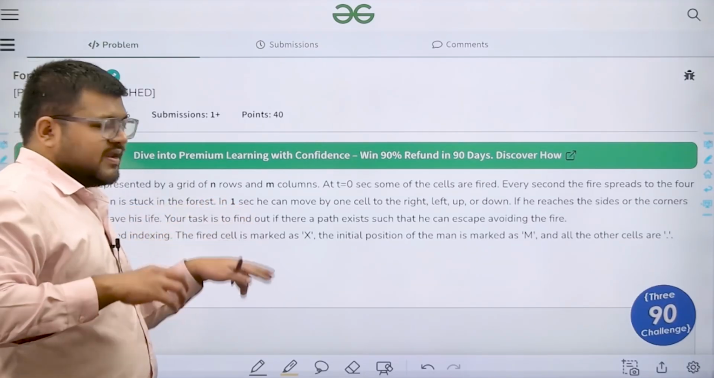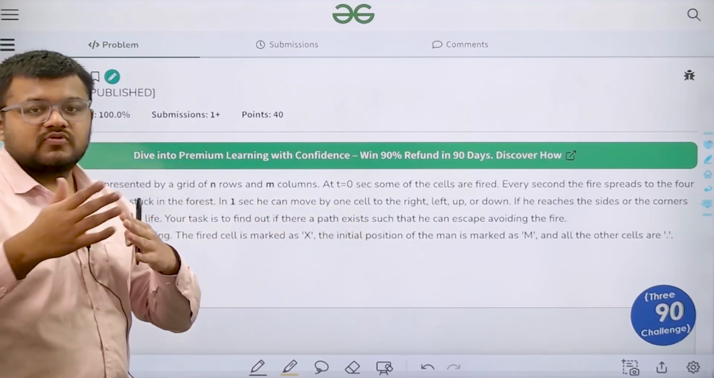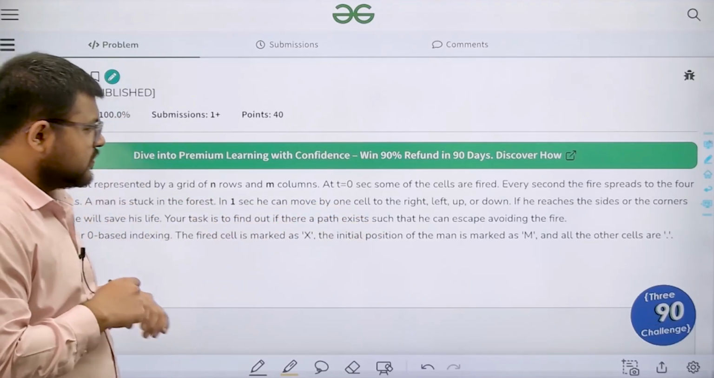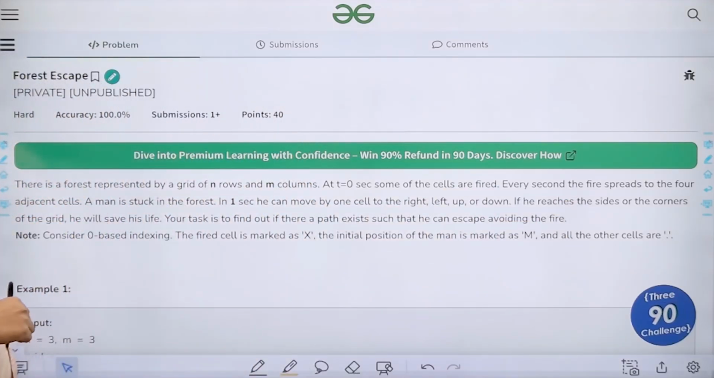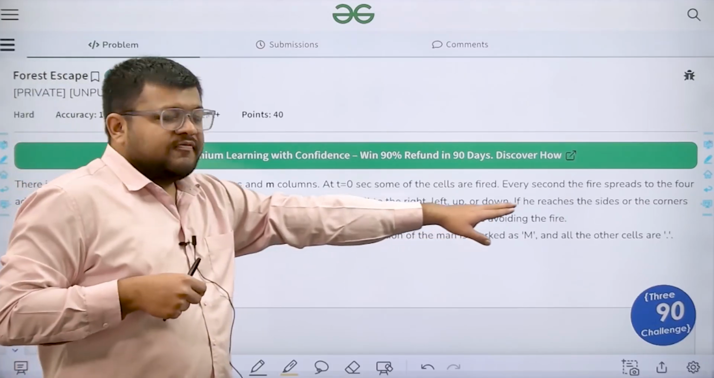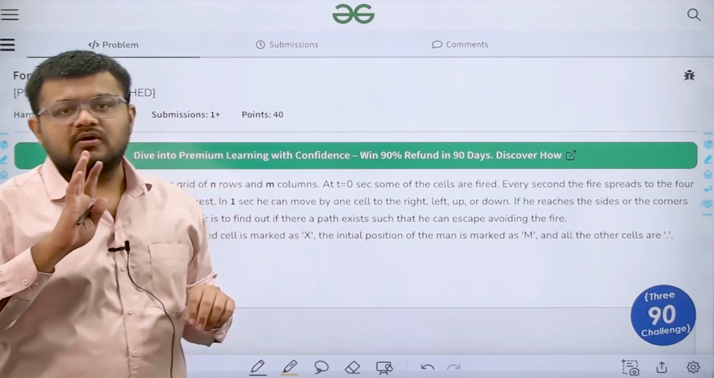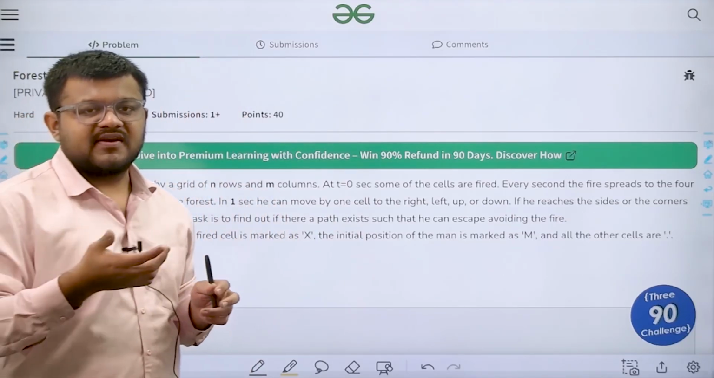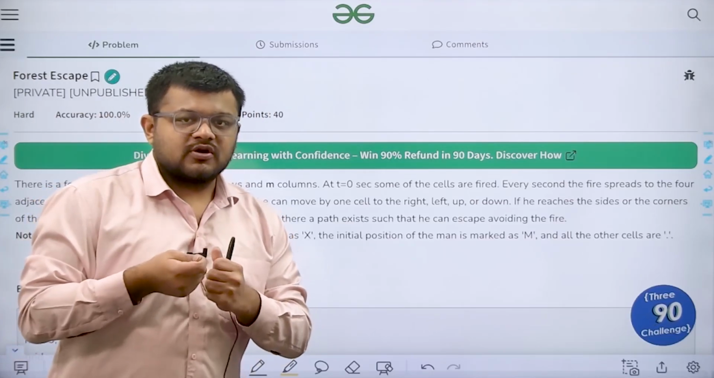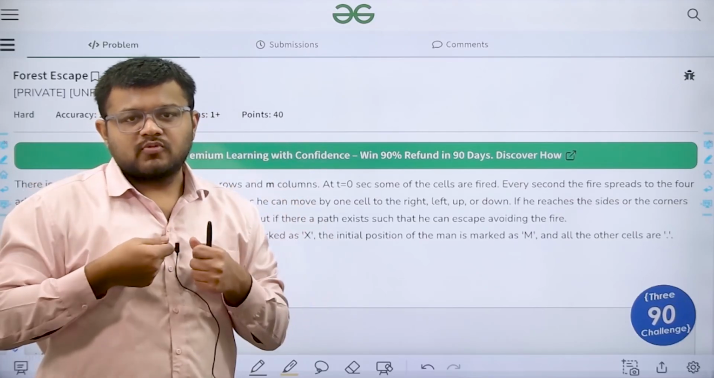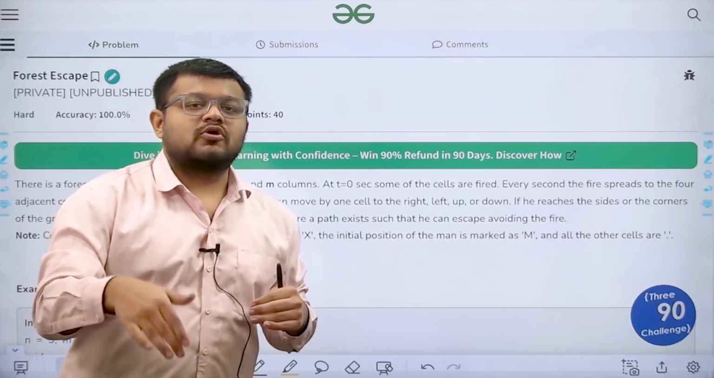And there is a man who is at a particular cell initially, and in 1 second he can move one cell to the right or left or up or down. If he reaches the sides or corners of the grid, he will save his life. So if he can reach the sides or corners, meaning either the first row or first column or last row or last column, any cell, then he will be able to save his life. Now why are there chances he cannot reach? Let's say he is surrounded by fire from all the 4 sides, he cannot move further. So a man can only move into a cell if it is not already on fire.